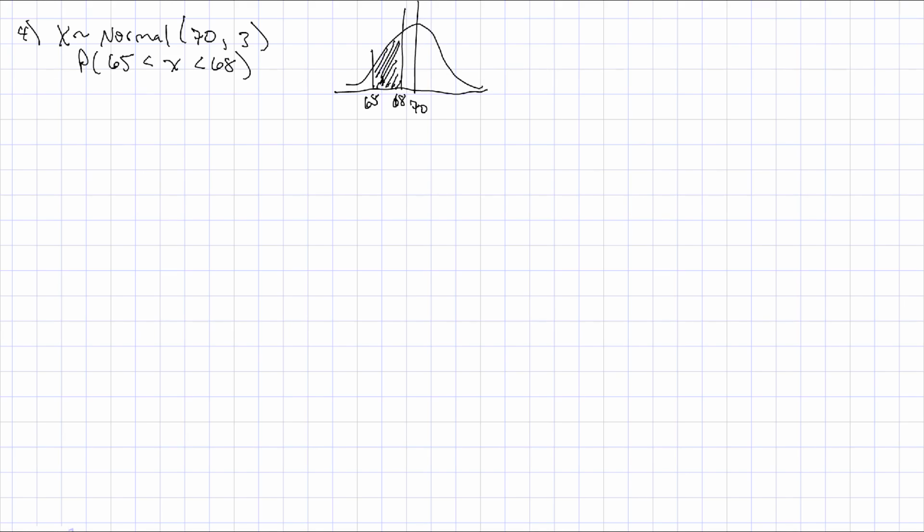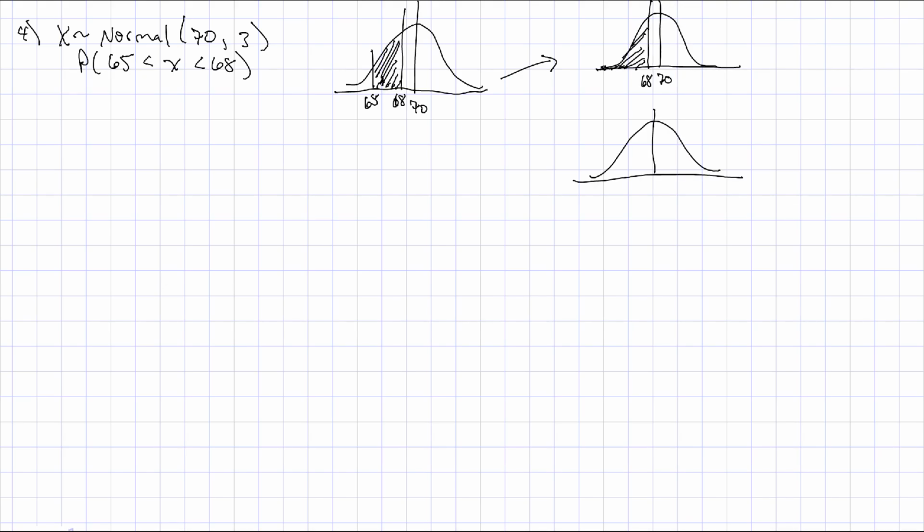Now, just like before, what we can do is separate it into different portions. So we are looking for the area to the left of 68. So this entire area, including the tail, and then we can subtract out all of the area to the left of 65. And that leaves us with the area of interest.